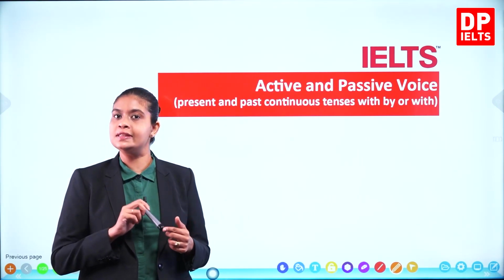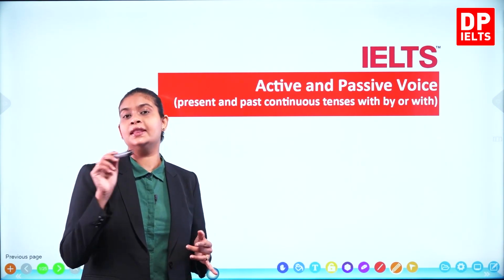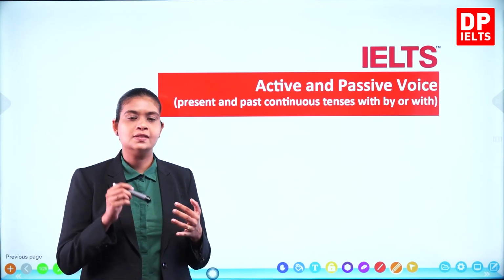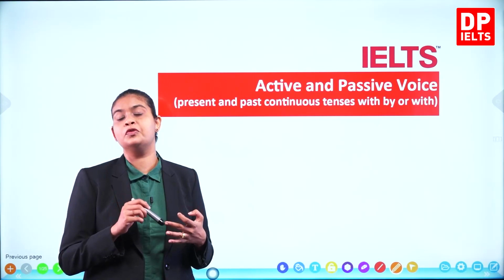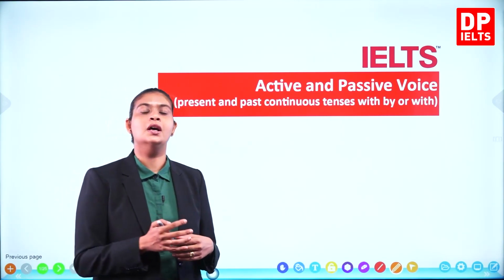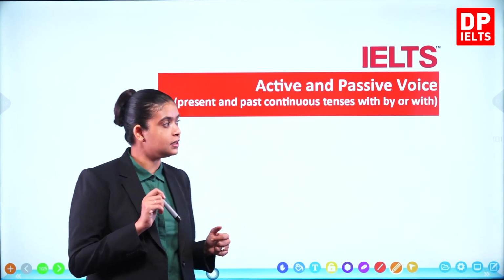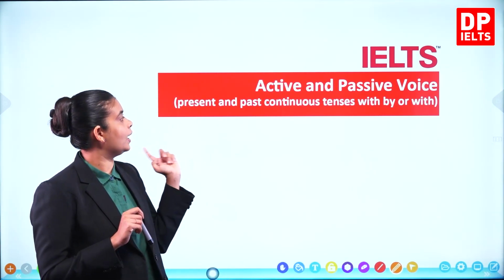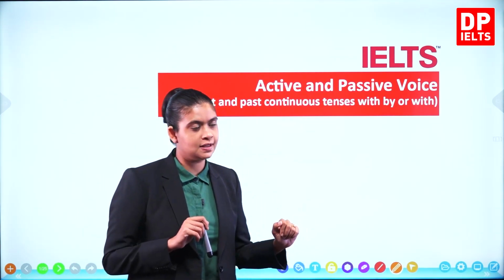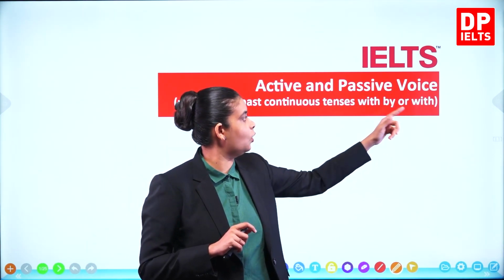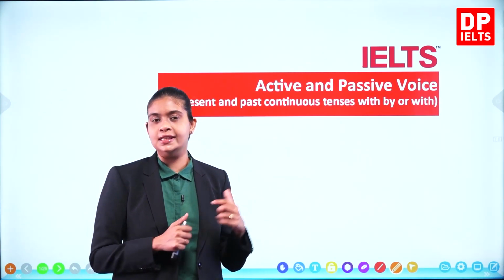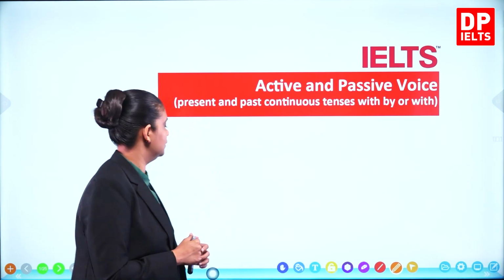But the difference is, if you remember in the last lesson, we were having a look at simple present, simple past and simple future tense when we change it from active to passive voice. But in this lesson, we are having a look at the present and the past continuous tenses with by or with. So that is the main difference in this lesson, right?